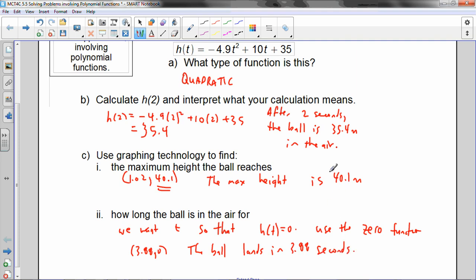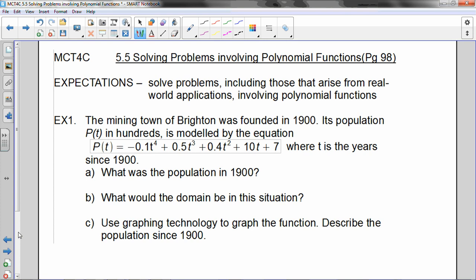Good. That's a review of yesterday. Basically, this is today's stuff too. In a way, we're going to be using technology to solve problems, just like this one. Solve problems involving polynomial functions. That's what we just did, didn't we? We've got a mining town of Brighton, founded in 1900. Its population in hundreds is modeled by that equation. Nasty equation. It's a quartic, right? It's a quartic. Degree 4.